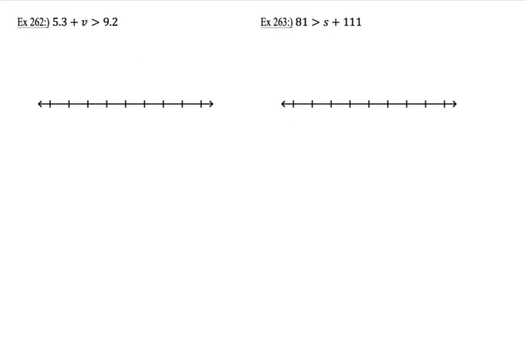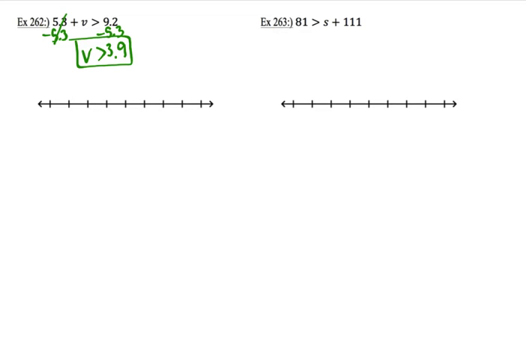Example 262. 5.3 plus v is greater than 9.2. We need to get rid of the 5.3 with a negative 5.3. And this gives us v is greater than, what would this be, 3.9? V is greater than 3.9 is our solution.